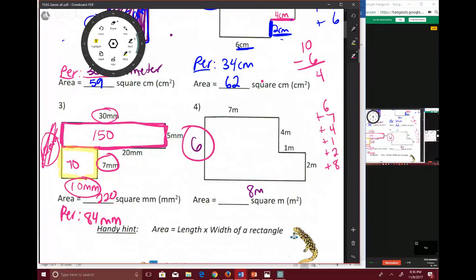So I have 6, 7, 4, 1, 2, and 8. That's coming out to 28. I will check it one more time. So I have 6 plus 7 plus 4 plus 1 plus 2 plus 8. And that is, in fact, 28.